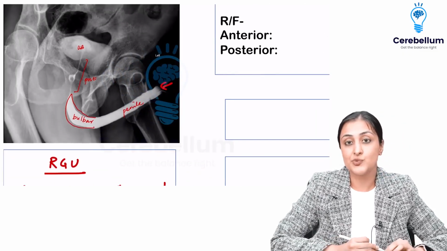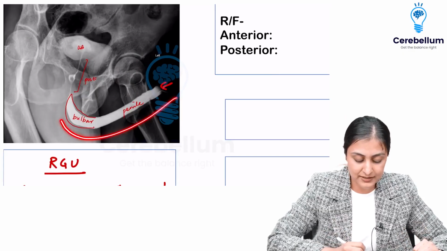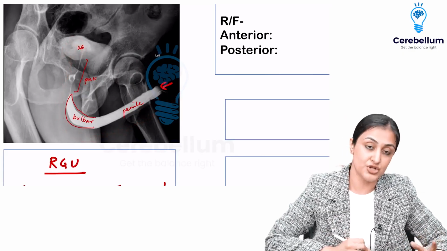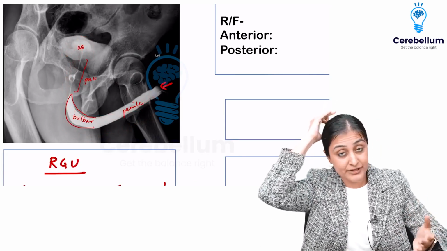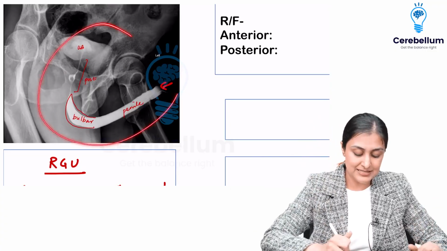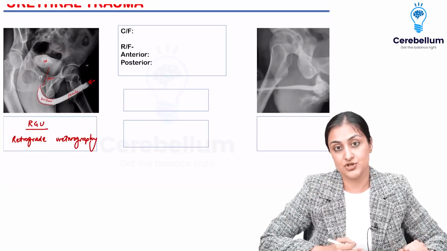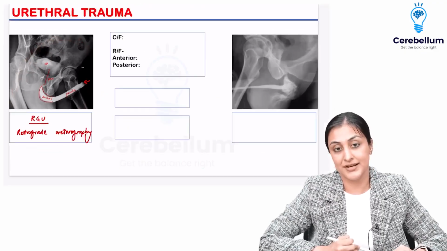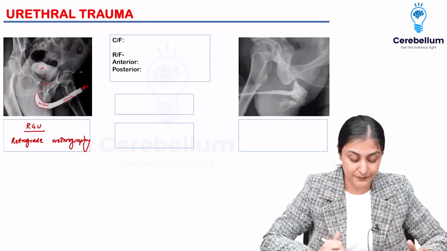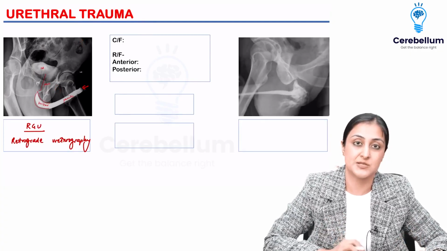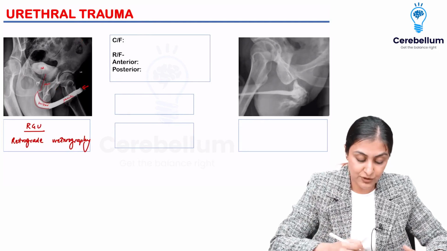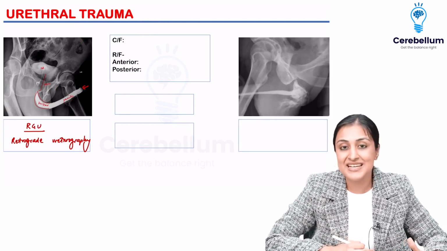So on an RGU, my main aim is to see, is there a continuous stream of urethral opacification or not? If there is a continuous stream of contrast, it means that there is a normal RGU. So this is how a normal retrograde urethroplasty will appear. With this in mind, now let's jump to the approach to a patient with suspected urethral trauma. First of all, when will you suspect? What will be the history?